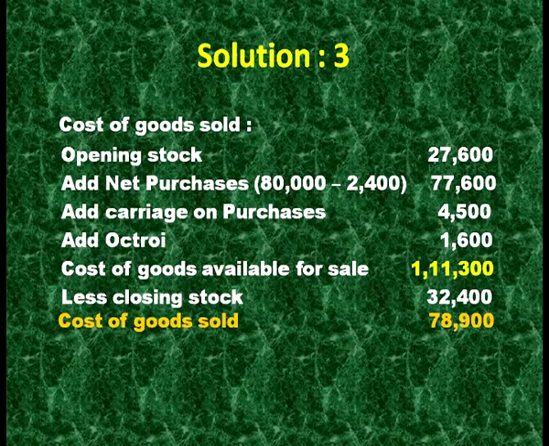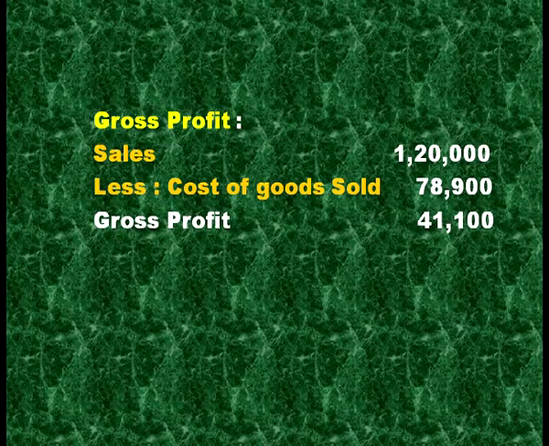So, how to solve this question? First, find out the cost of goods sold using the given formula. Opening stock plus net purchases plus carriage on purchases plus octroi minus closing stock will give you the cost of goods sold, which is 78,900. How to find gross profit? Your net sales is 1,20,000. From that you subtract your cost of goods sold 78,900, which results in a gross profit of 41,100.